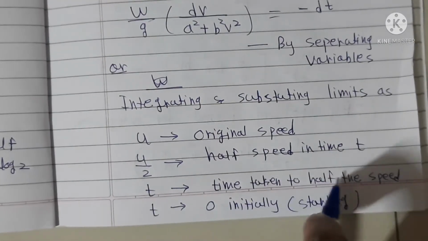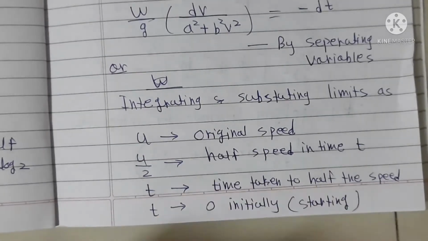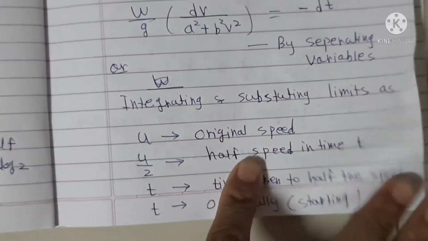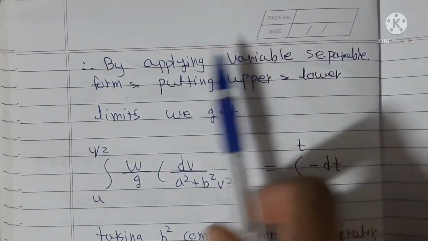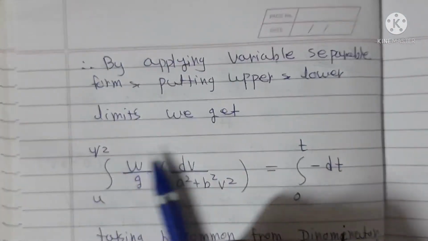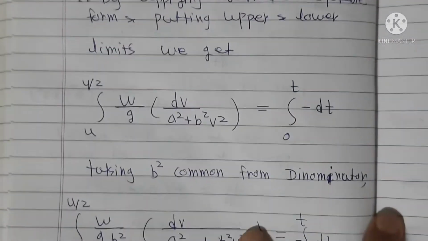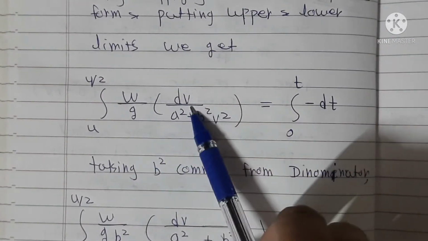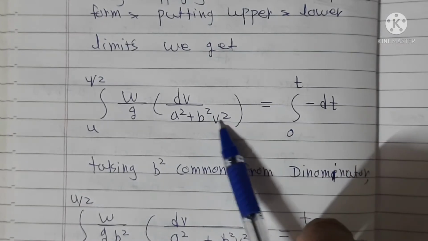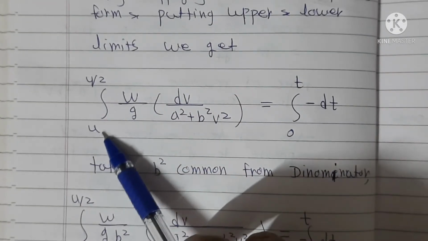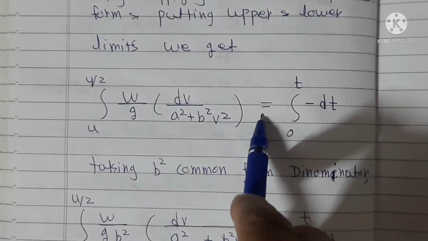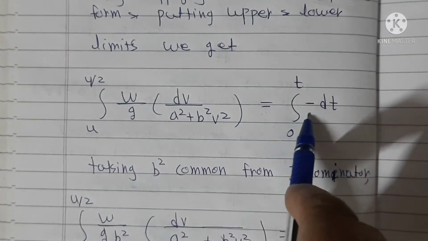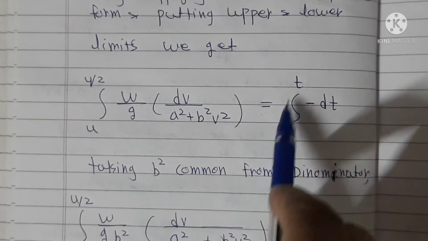T is the time taken to reach half of the speed, and t equals 0 is the initial or starting time. Now, by applying the variable separable form and putting the upper and lower limits, we will get the integration of W upon g dv upon a square plus b square v square from u to u upon 2, which is equal to the integration of minus dt from 0 second to t second.